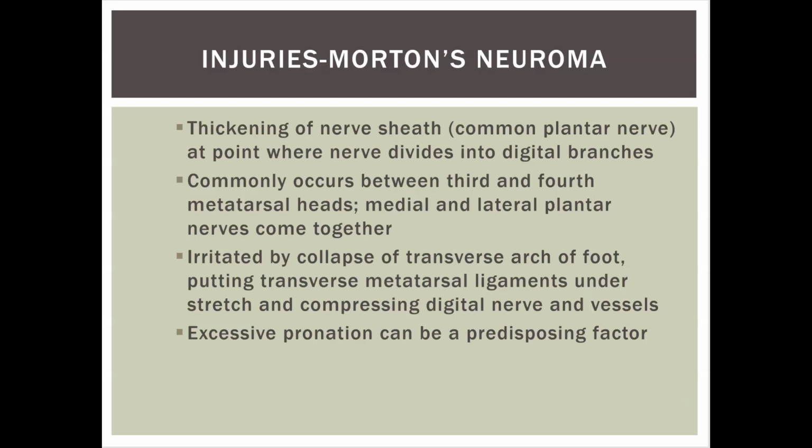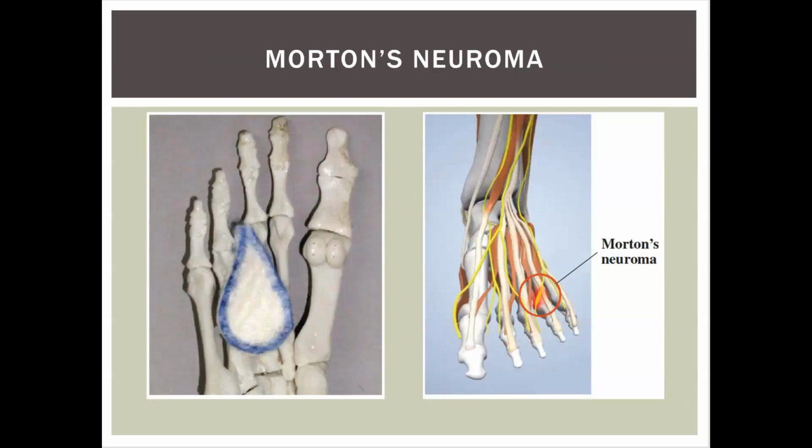A lot of pronation can be a predisposing factor. To elicit pain, you can grab the end of a pen or the eraser end of a pencil and apply pressure between the third and fourth digit. If it elicits pain, numbness and tingling, most likely it is Morton's neuroma. This picture shows a teardrop foam pad that you can put on their foot to hopefully alleviate some of that pressure and minimize the numbness and tingling feeling they can and do have.